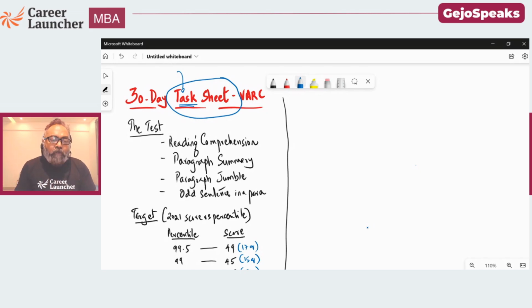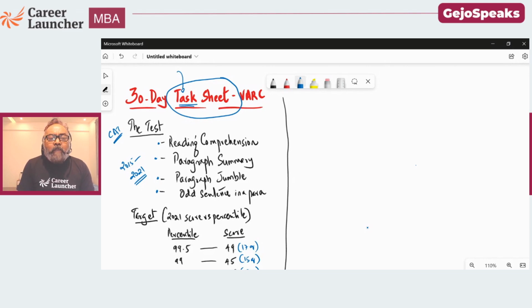So the first thing, of course, is to understand what the test is. Now I'm talking about CAT. If you're taking other tests, which is NMAT or SNAP, IIFT, XAT, then a few other things need to be added to this sheet. But let me, for the time being, talk about what is that we have to do with respect to the CAT. So when you look at the CAT, from 2015 till 2021, the CAT has asked these 4 type of questions: reading comprehension, paragraph summary, paragraph jumble, and odd sentence in a paragraph. So these are the 4 types of questions the CAT asks.